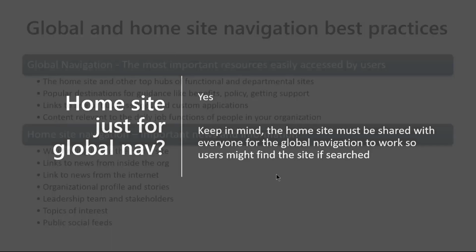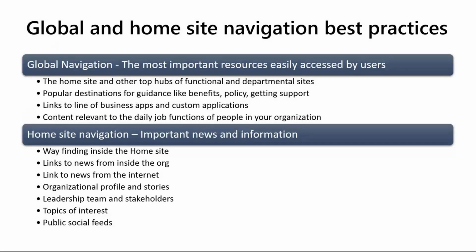Cool. This is not so much on the tech side of things or how the feature works, but I get this question a lot, so I thought I would share it with you folks. What should I put on my home site navigation versus what should I put on my global navigation? And in the future, if your home is a hub as well, what should I put in my hub navigation if you want to use all three? So this is just some quick best practices.